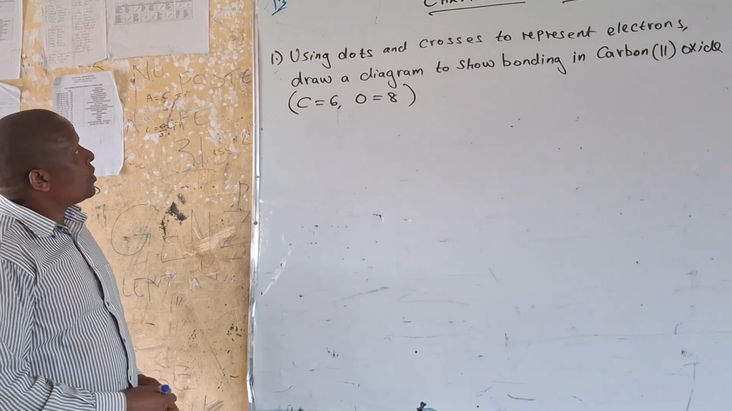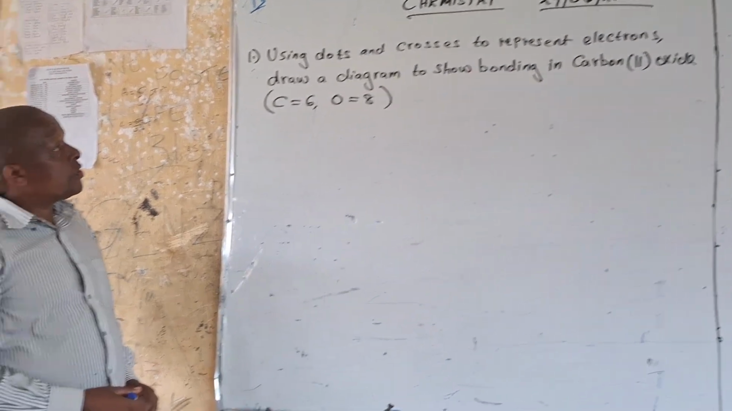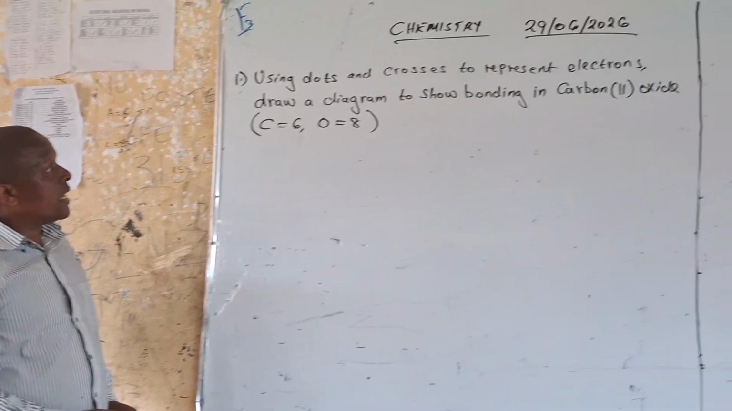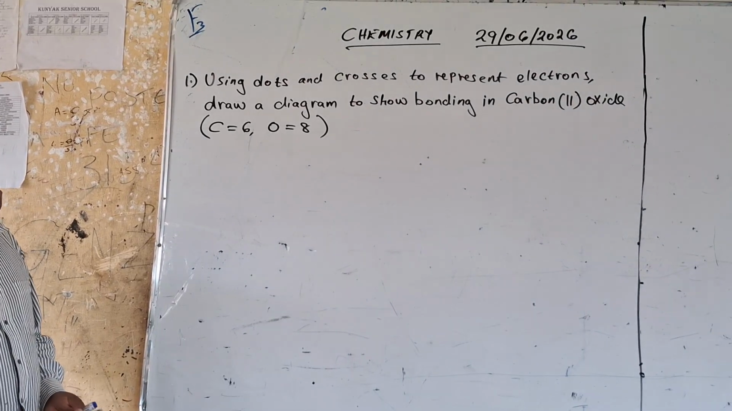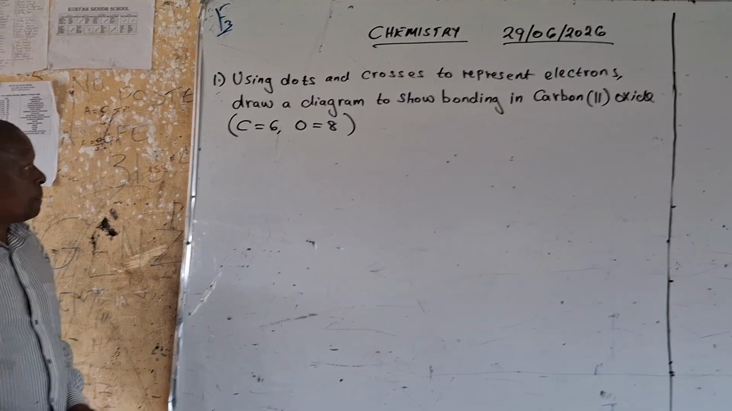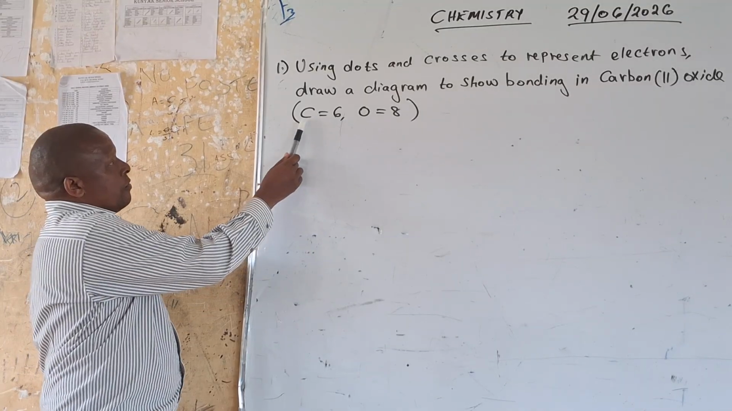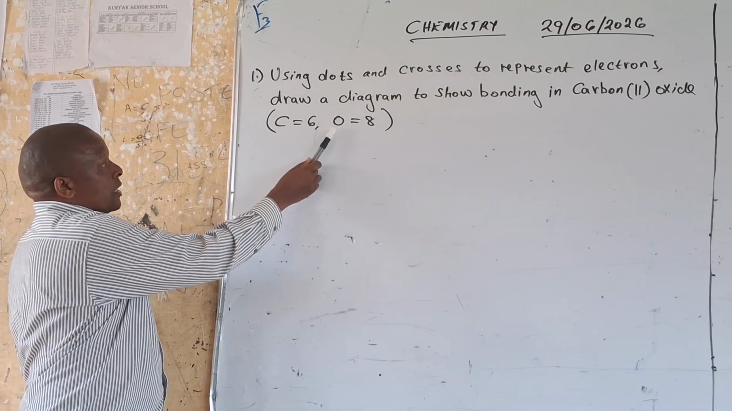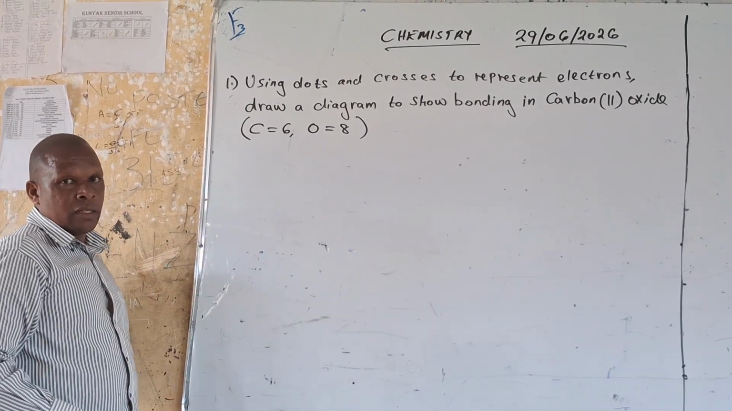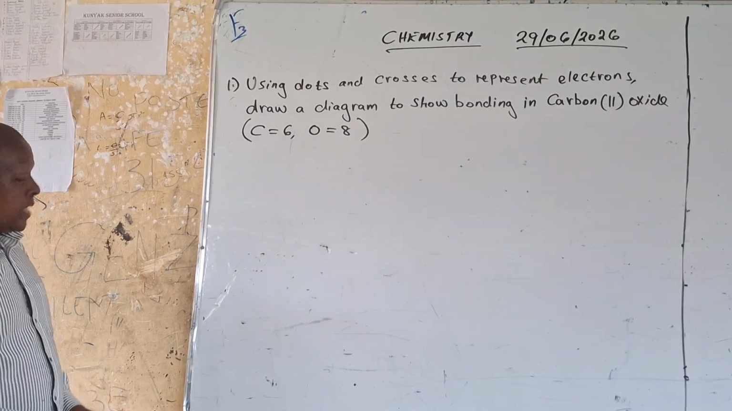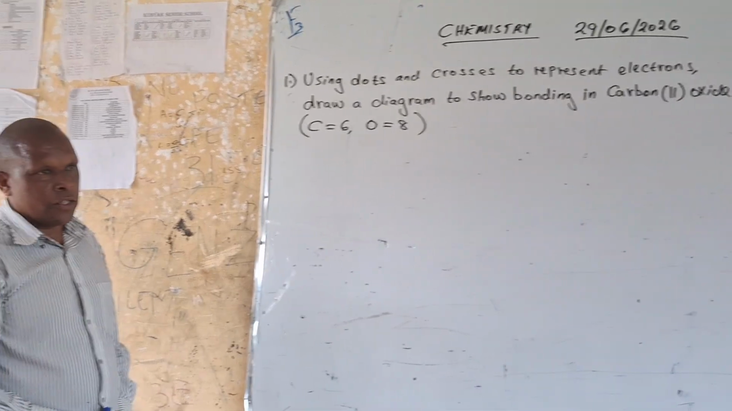I want us to do this question. Using dots and crosses to represent electrons, draw a diagram to show bonding in carbon 2 oxide. You have been given the atomic number of carbon as 6 and the atomic number of oxygen as 8. So the first step, we write the electron configuration.